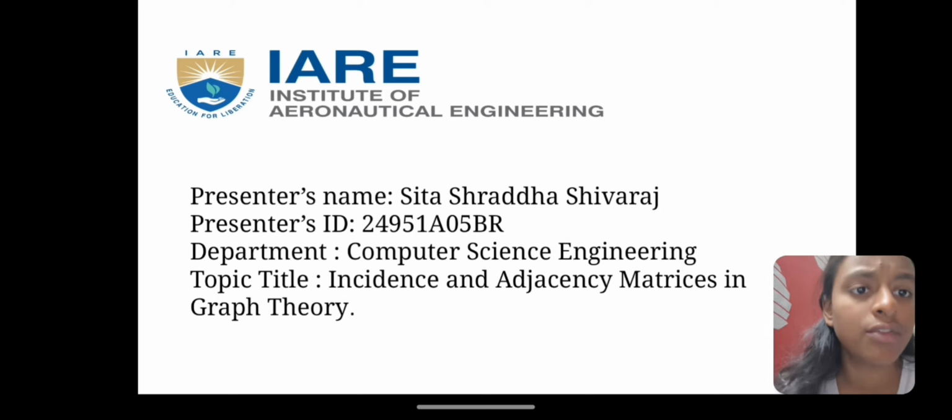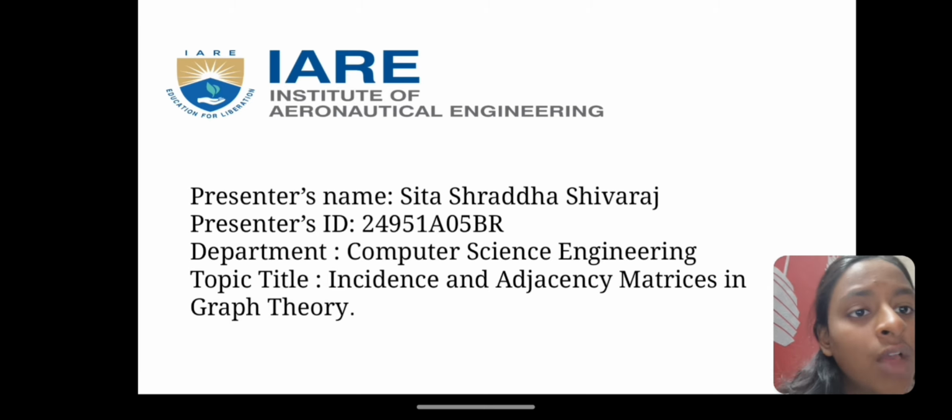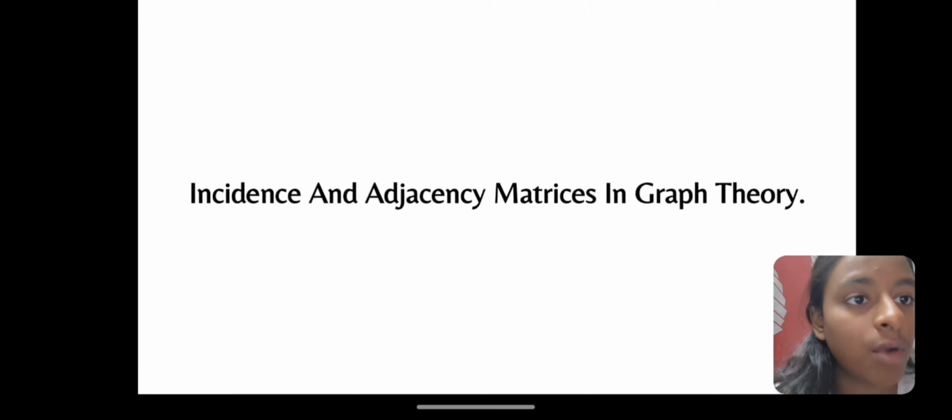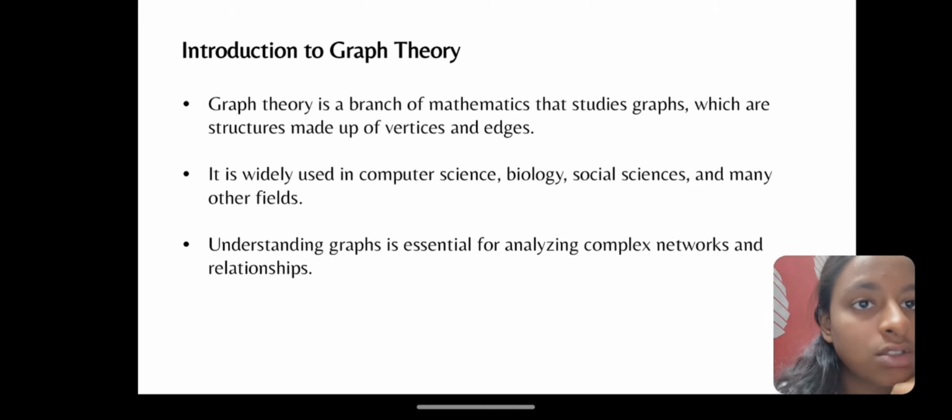So firstly, if we have to know what incidence and adjacency matrices in graph theory are, we need to have a basic idea about what graph theory is. So, introduction to graph theory. Graph theory is a branch of mathematics that studies graphs, which are structures made up of vertices and edges. It is widely used in computer science, biology, social sciences, and many other fields. Understanding graphs is essential for analyzing complex networks and relationships.